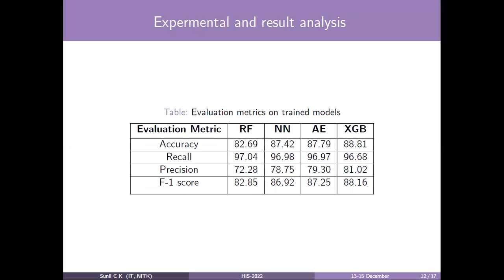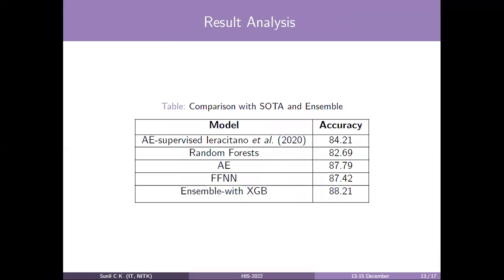And we have used different machine learning models for classification: random forest, neural network, autoencoder, and XGBoost. XGBoost performed well with 88.81% compared to the other models. We have used different performance metrics such as accuracy, recall, precision, and F1 score. In all the cases, XGBoost performed well. And we have compared our results with state-of-the-art architectures and ensemble models. Here we can observe that the ensemble with the XGBoost model performs better than the other state-of-the-art models.